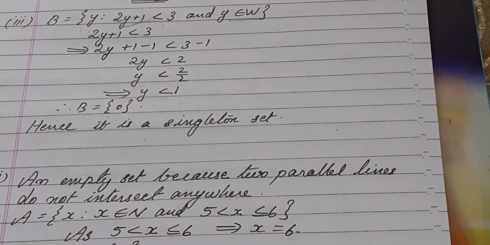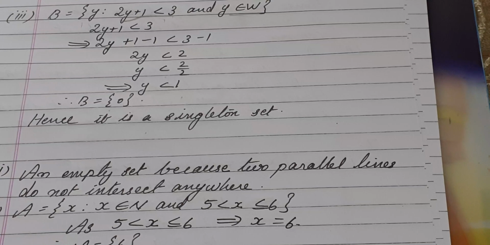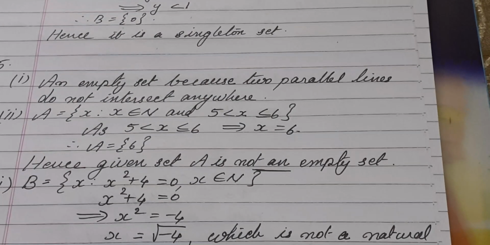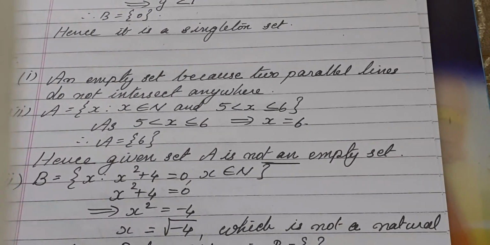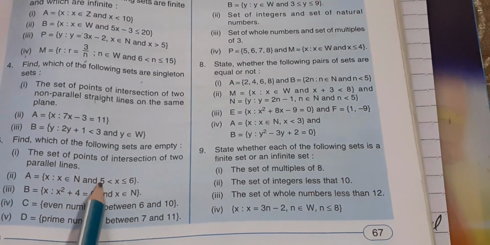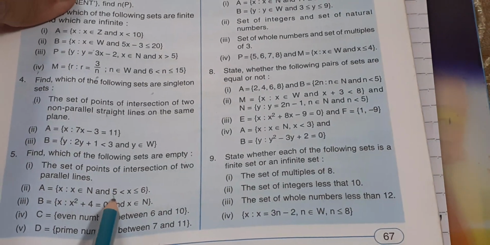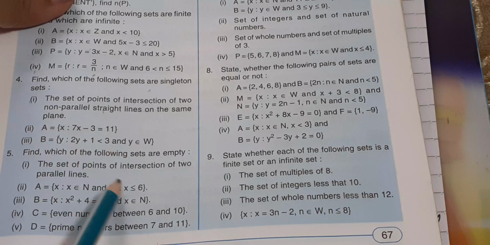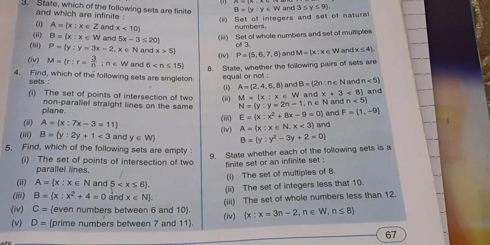So first question, they ask: the set of points of intersection of two parallel lines. Parallel lines never intersect, that we know. So no point of intersection will be there. That means no elements in the set. So the first set itself is an empty set.